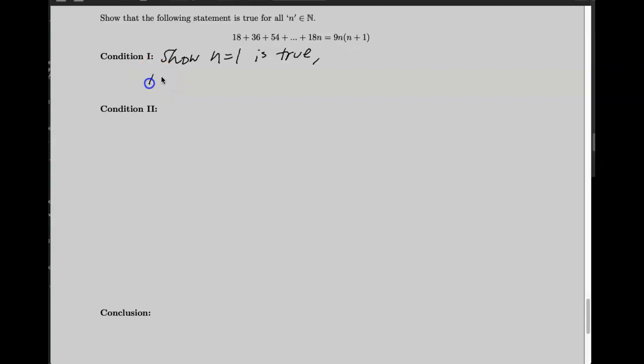Well, then that would mean 18 should equal 9 times 1 times 1 plus 1, which is 18, and so we showed the first condition.